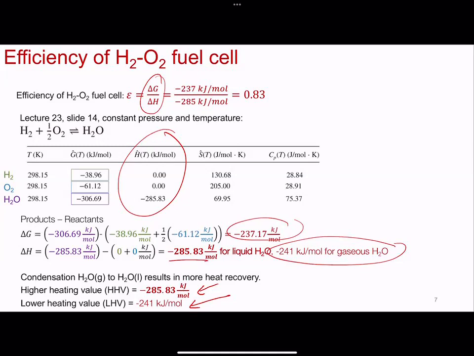HHV, the enthalpy of formation, right? How much energy does it take to form this product? That's literally the energy of the bonds, the H2O bonds in the liquid state and in the gaseous state. So there's HHV and LHV. Okay.